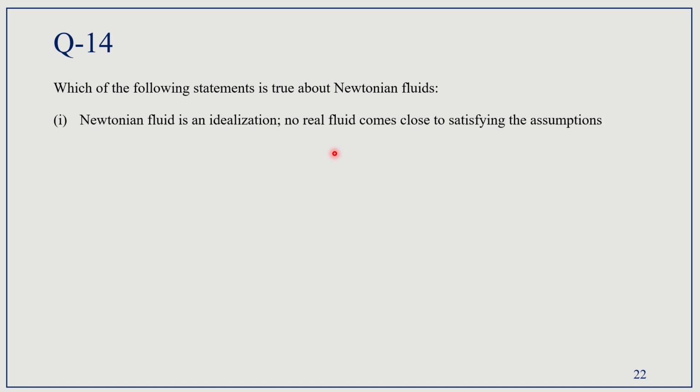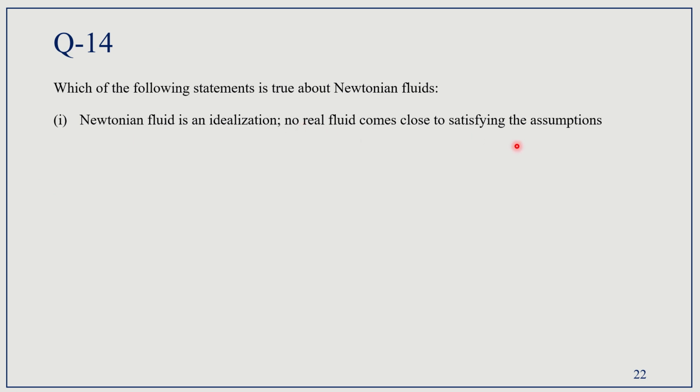Now we will go to question 14. In question 14 it is asked which of the following statements is true about Newtonian fluids. So now we need to identify which of the following statements is true regarding Newtonian fluids. Previously we saw that Newtonian fluids are those that obey Newton's law of viscosity. And the first statement given is, Newtonian fluid is an idealization.